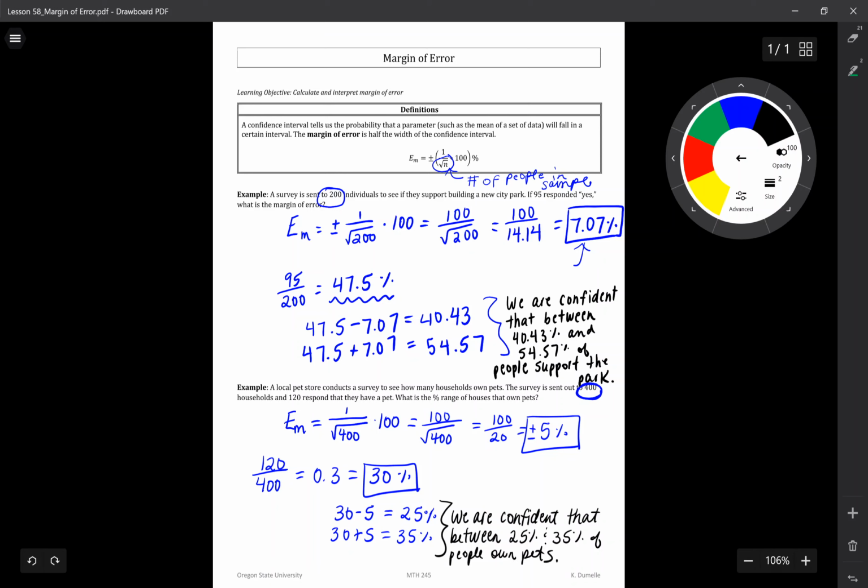We can see here also that our margin of error was 5%, which is smaller than what we found in the first example, which was 7.07%. And this is smaller because we asked more people. We asked 400 instead of 200. So the more people we ask, the smaller the margin of error will be.